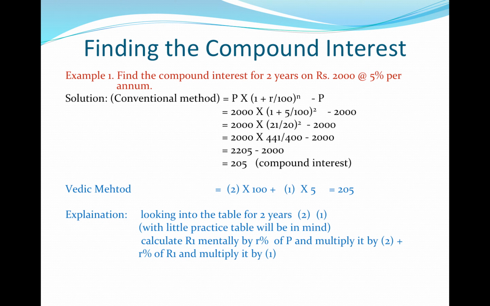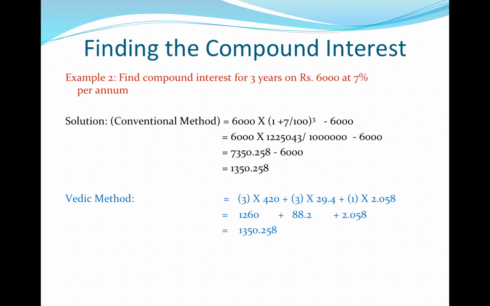And then the next number is 1. So take 5% of that 100. So 5% of 100 is 5 multiplied by 1. And we got 200 plus 5, that is 205 directly. So that is the compound interest on rupees 2000 for 2 years at the rate of 5%. So that is the method to calculate compound interest using the pattern table.